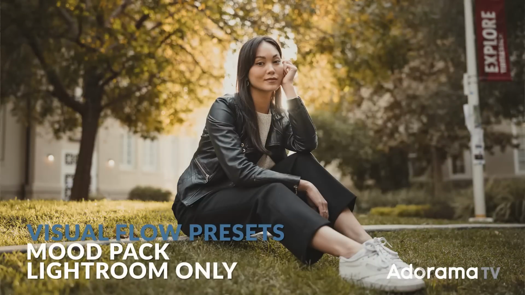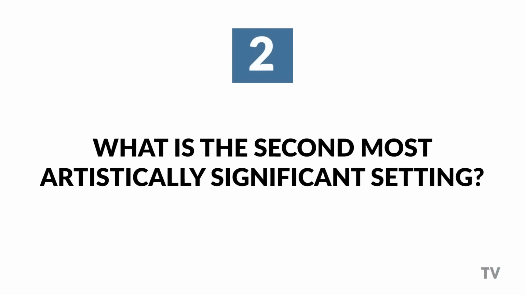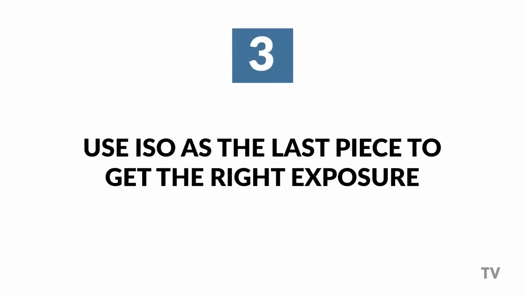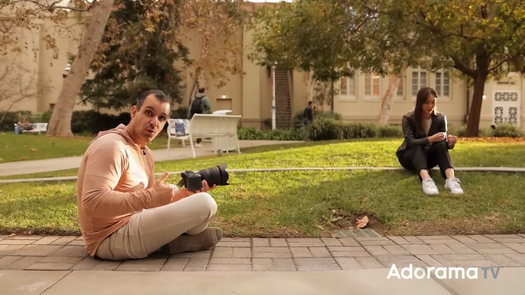When you approach that scene, think number one, what is the most artistically significant setting here? If it's aperture, start there. If it's shutter speed because you need to show or control motion, start there. From there, move to number two, which is gonna be the second most significant piece. Then use ISO as that final piece to get you to the right overall exposure when necessary. Understanding that raising the ISO is gonna reduce overall image quality.